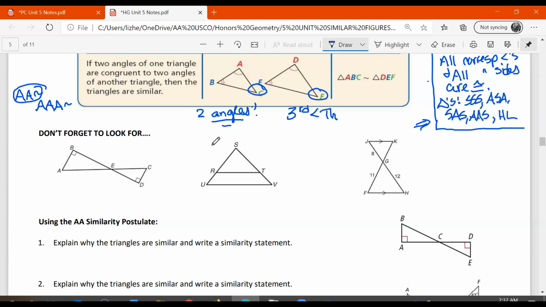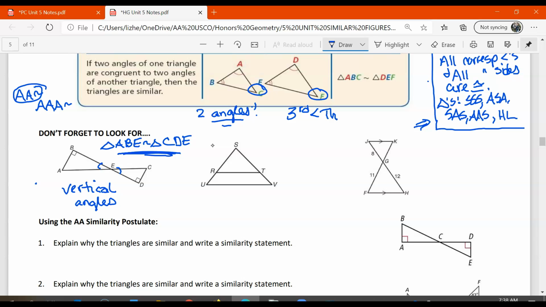So don't forget to look for vertical angles. Remember those vertical angles. So these two triangles right here, I could say triangle ABE is similar, one little squiggly, to triangle A goes with C, B goes with D, and E goes with E. So that would be my similarity statement right there for these two triangles because I have vertical angles and right angles, so I have two angles congruent.